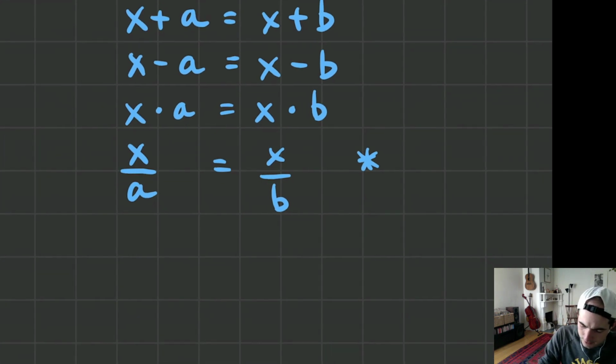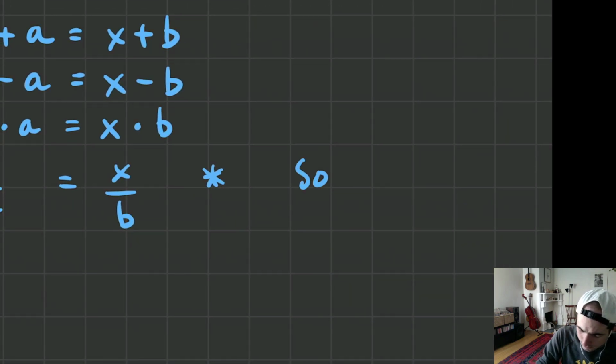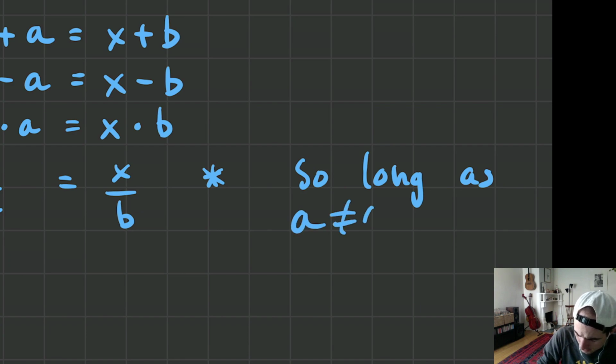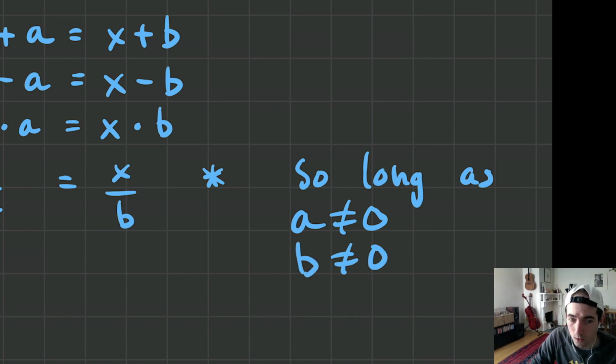Yeah, this happens so long as a is non-zero, and that's a nice little shortcut because if a is not zero, that means b is also not zero. I'd only have to specify one.